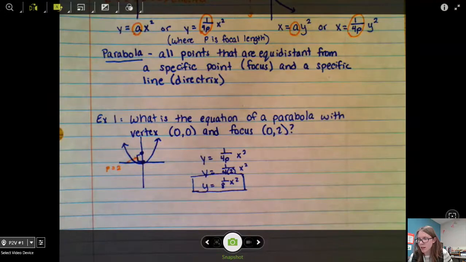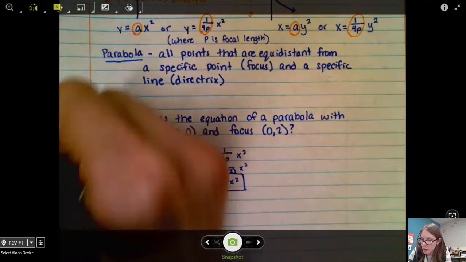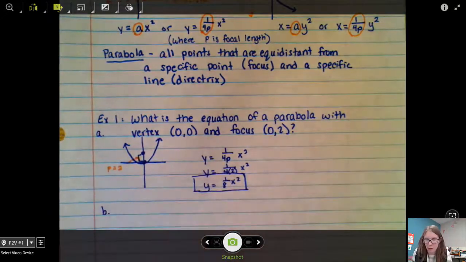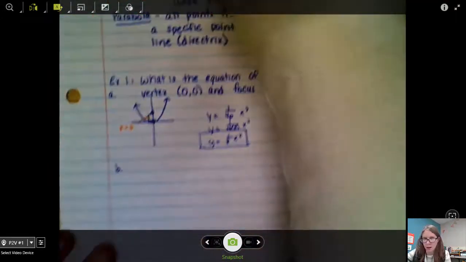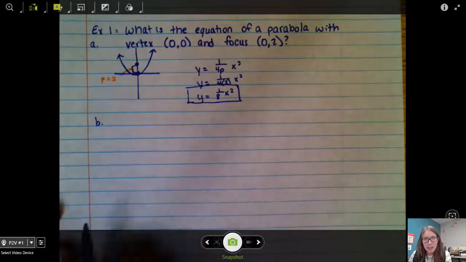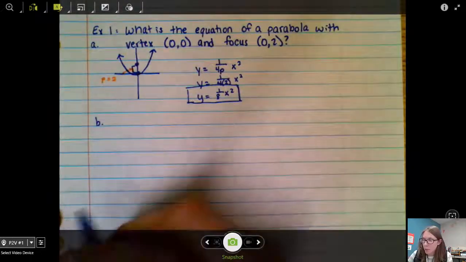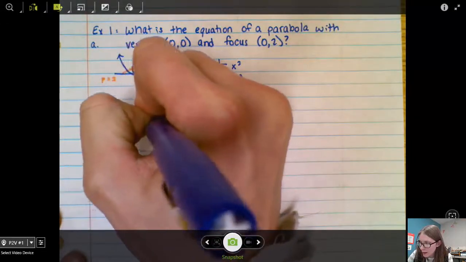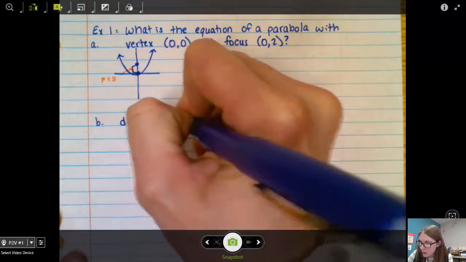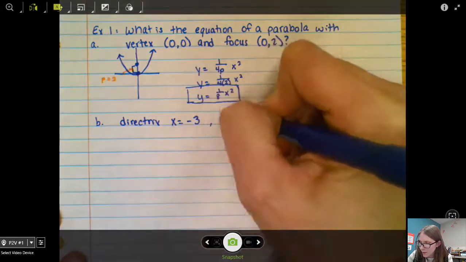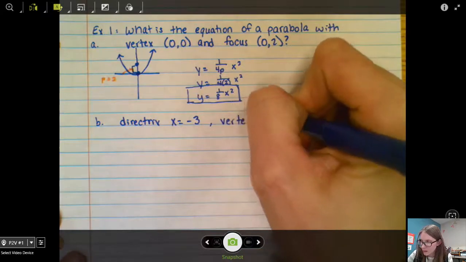If you are pretty solid with this, you don't necessarily have to watch part B, but part B, I'm going to do a sideways parabola. So it's up to you if you want to stop here, if you want to see part B. Part B is the same idea. I'm going to write the equation of a parabola, but in this case, I'm going to say the directrix is x equals -3, and the vertex is 0, 0.